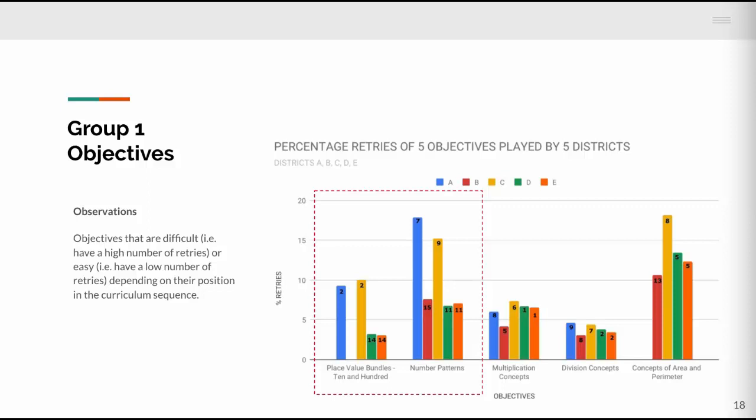Whereas when that same objective was played as the 14th objective in the sequence by District D, it recorded about 3% retries. This means it was easier, and students in District D must have obtained prerequisite skills from the 1st to 13th objective before working on this objective.